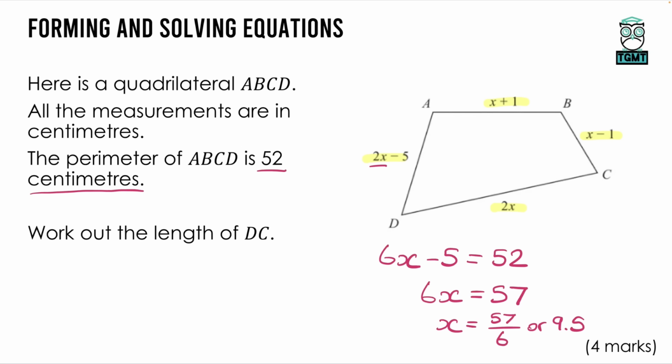But this one here says work out the length of DC. Now D to C is the length here, 2x. So if x is equal to 9.5, well then 2x is equal to 2 times 9.5, and 2 times 9.5 is 19 centimetres. So there we go, that length there is 19 centimetres. And of course we could work out any of the other lengths. We could do the x plus 1, the x minus 1, we'd just use the 9.5 for those as well. But there we go, that is forming and solving an equation with perimeter.